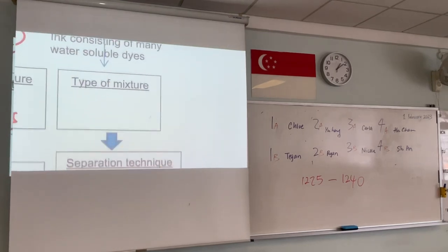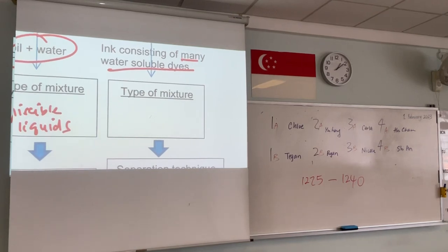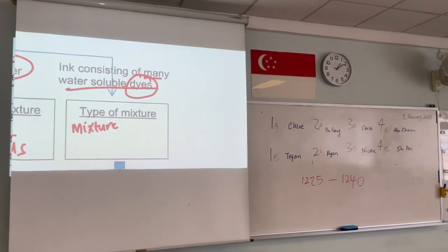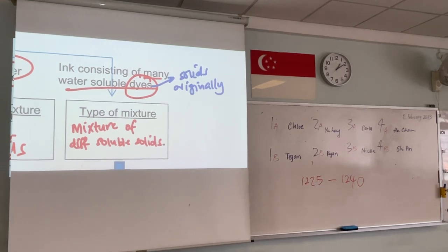Now, last but not least on this side, ink consisting of many water-soluble dyes. What type of mixture? Whenever you see dyes or coloring, their original form is mostly solids. So this is actually a mixture of different soluble solids.